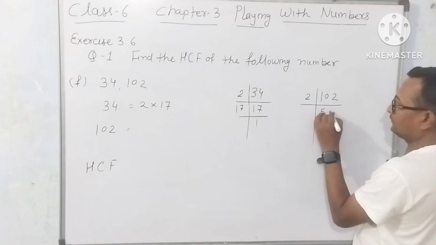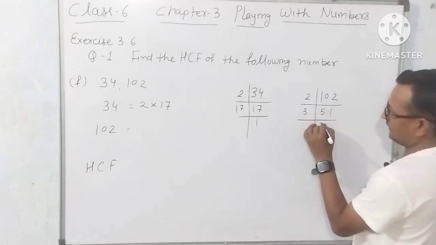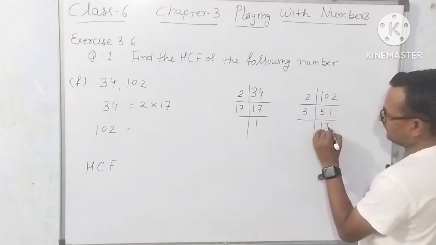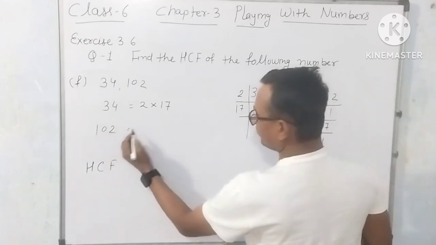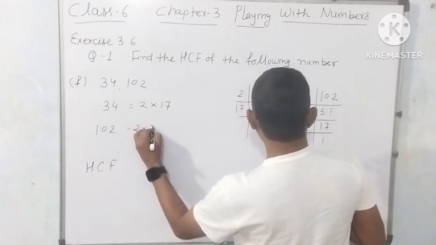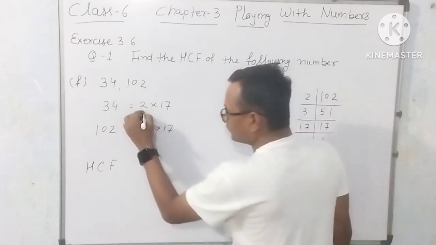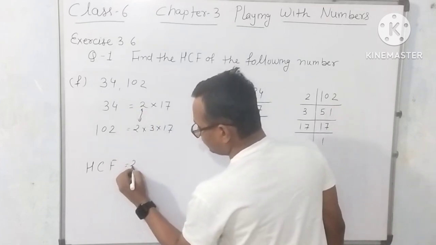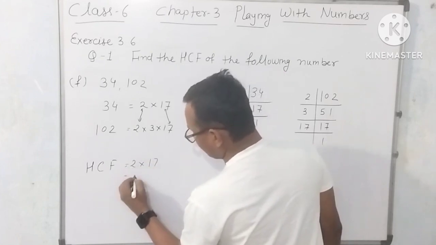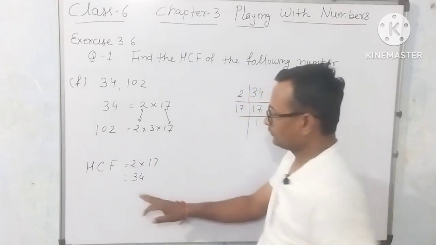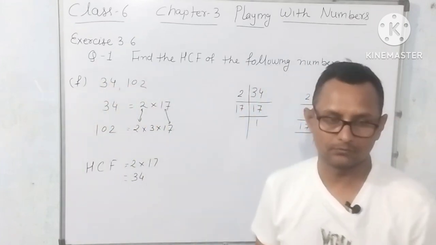Again we have to find out the prime factorization of 102. So 2 5 is 10, 2 1 is 2, 3 1 is 3, 3 7 is 21, and 17 1 is 17. So the prime factorization of 102 is 2 into 3 into 17. Again we have to make the pair of prime factors. So 2 into 17. So 2 into 17 is equal to 34.